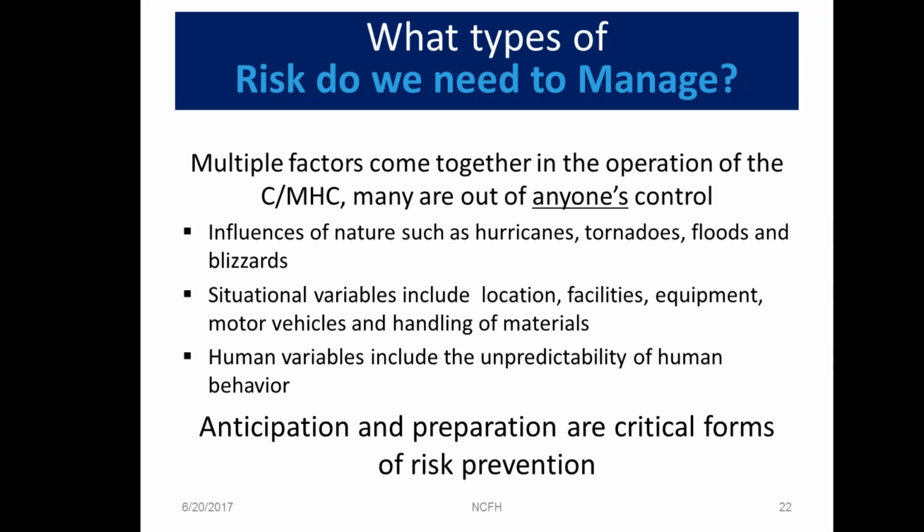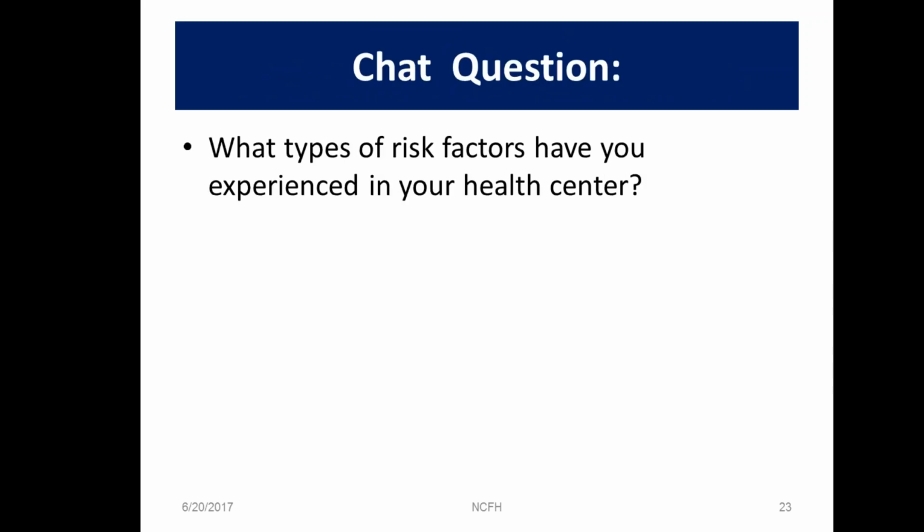So the unpredictability of human behavior, whether it's because of the stress related to illness, or because of those social determinants of health, all of those factors can create risk variables. And we see more and more of the unpredictability of human behavior in the news every day today. However, in relation to these variables, anticipation and preparation are critical forms of risk prevention.